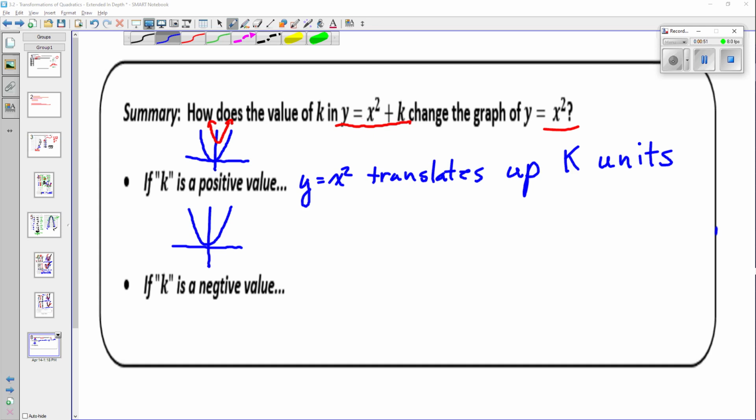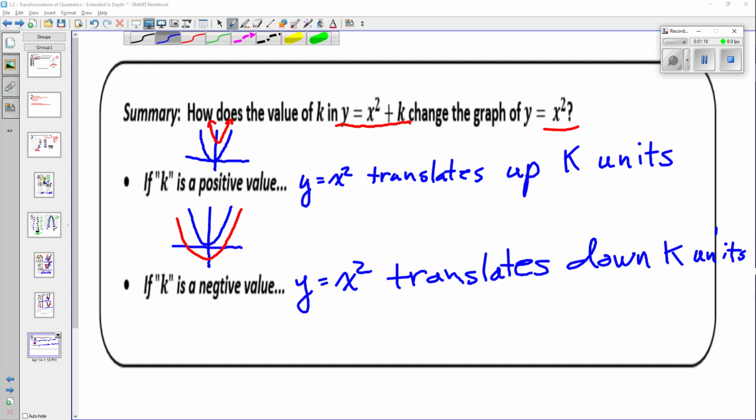So now let's take a look at what happens if k is negative. An example of that would be, if k is negative, imagine I had y equals x squared minus 1. So our graph would be a carbon copy of our y equals x squared graph, but it would be shifted down k units. So we would say y equals x squared translates down k units.